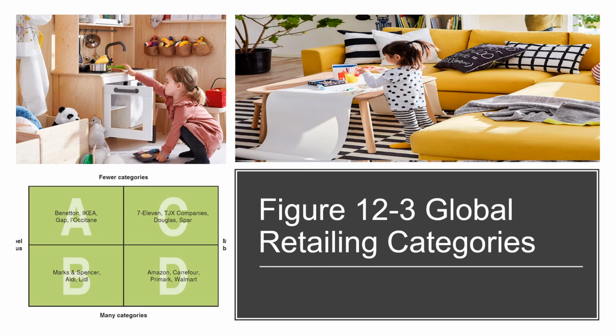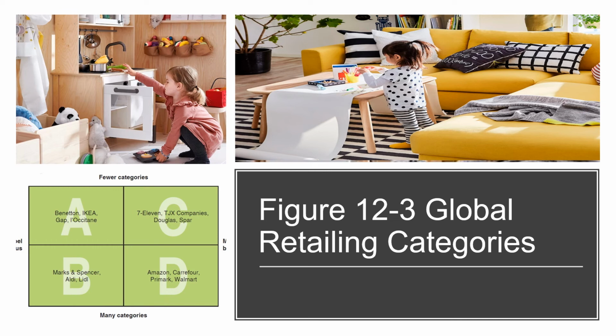This slide shows a figure of global retailing categories. Global retailing categories are divided into 4 categories. IKEA in quadrant A, or category A, is a good example of a global retailer with a niche focus. For example, it sells furniture from home as well as having an own-label focus. IKEA sells its own brand. IKEA and other retailers in quadrant A typically use extensive advertising and product innovations to build a strong brand image.